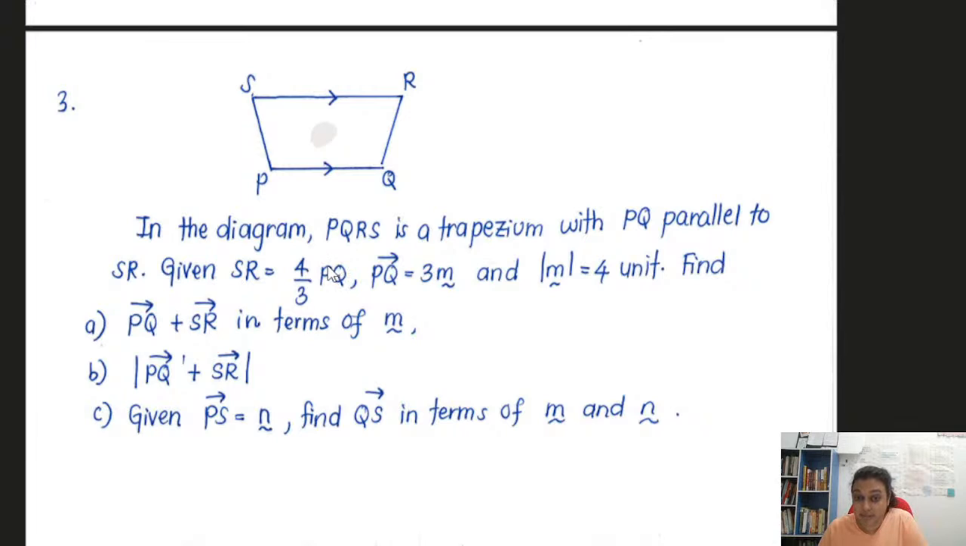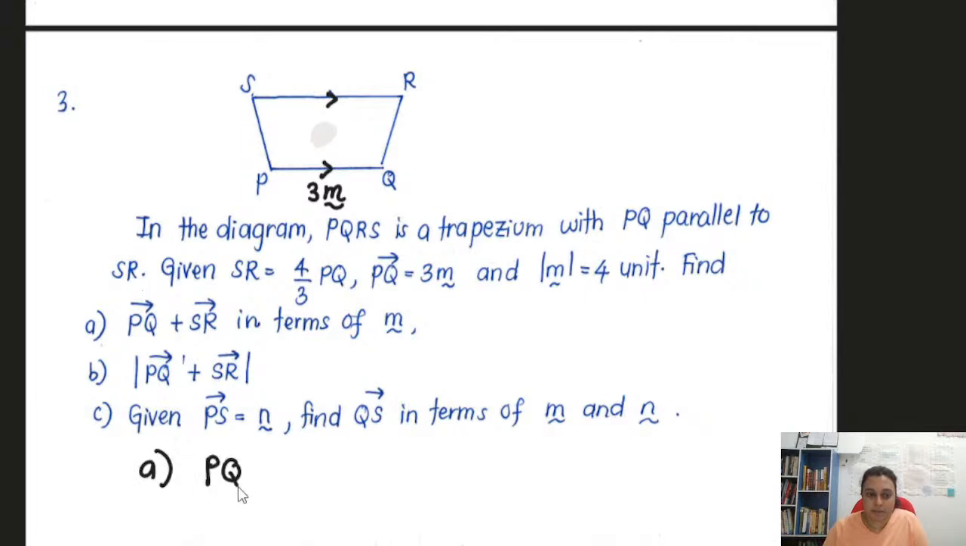PQRS ialah trapezium. PQ is parallel to SR. Okay, SR is given as 4/3 of PQ. You can see here the bentuk lambda, not? Okay, this is bentuk lambda. PQ is 3m. Usually I prefer to write down the information they give first. And magnitude of m is 4 units. Find PQ plus SR.